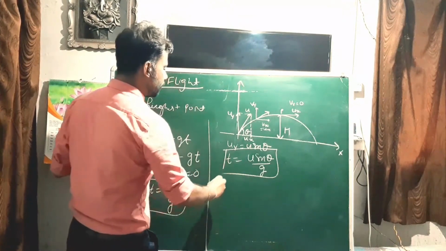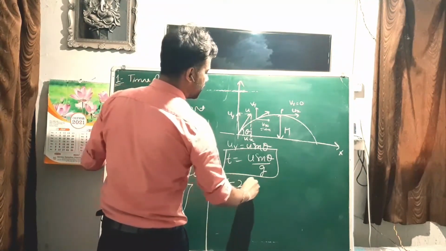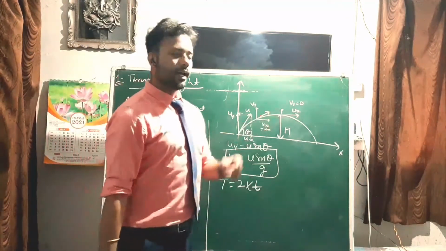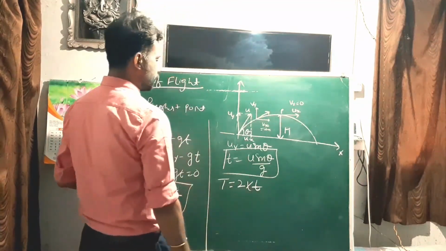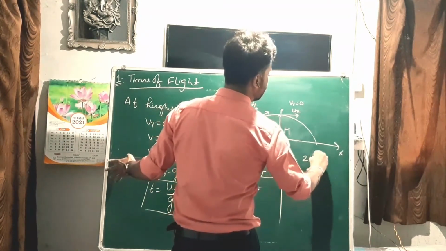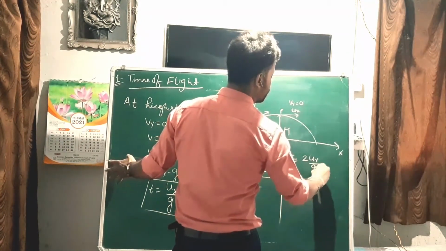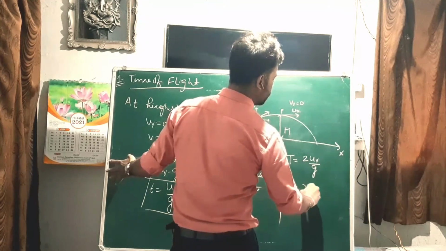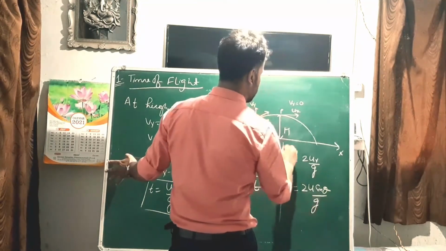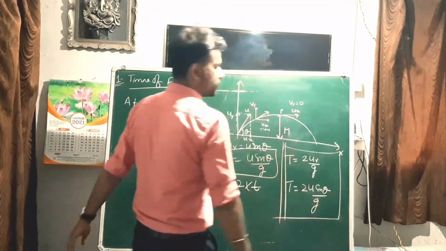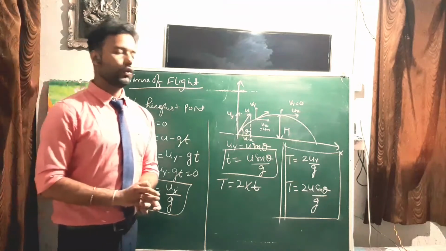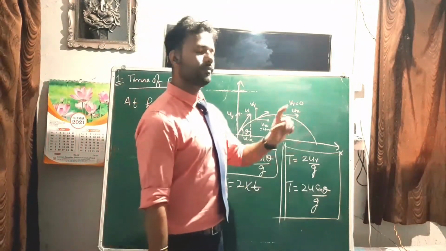So the total time of flight T will be twice the time taken by the projectile to reach the highest point. So from here you can find the value of T, which is 2 Uy upon g, or 2 U sine theta upon g. So this is the total time of flight of the projectile.